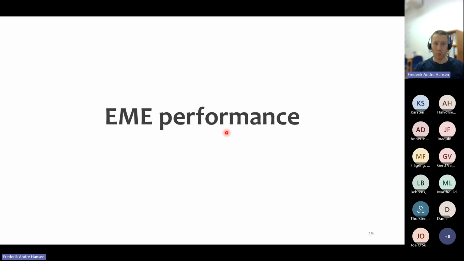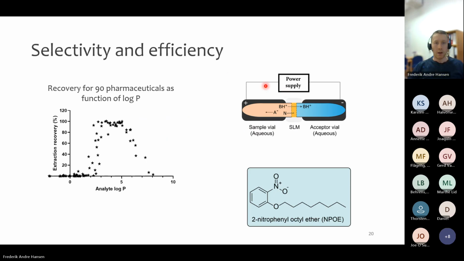Then we will go into the performance you can expect to see. And of course, performance can be many things. The first thing that comes to my mind is selectivity and efficiency. Here we have illustrated this by extracting 90 pharmaceutical substances that cover a quite wide range of hydrophobicity, which we express by the log P.